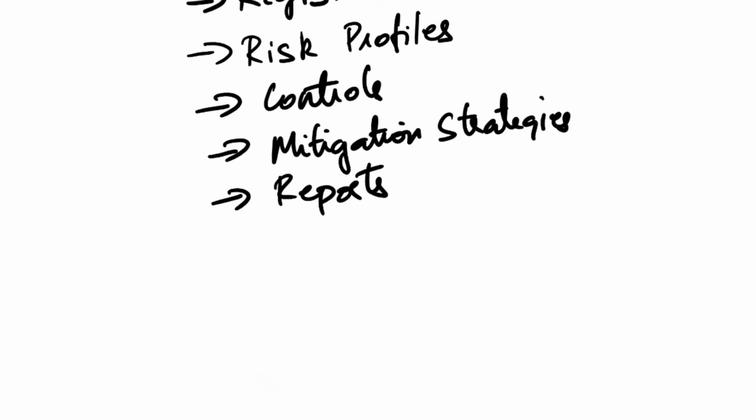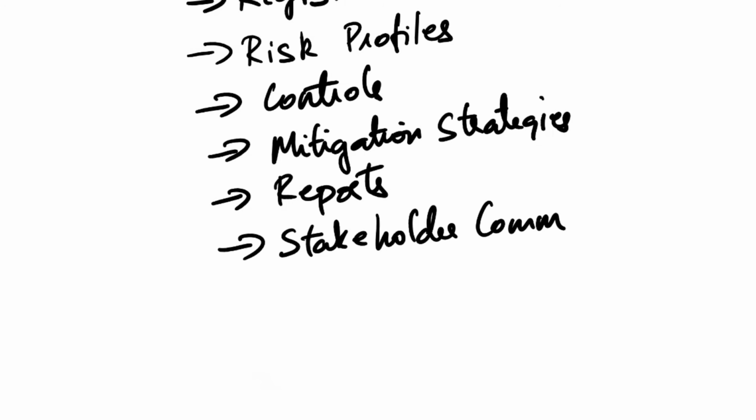Reports should be tailored for different stakeholders, providing relevant information in a clear and understandable format. Next, stakeholder communication. Communicate the results and recommendations to relevant stakeholders such as senior management, legal teams, IT departments, and other business units. Ensure that the reports address their specific concerns and responsibilities.